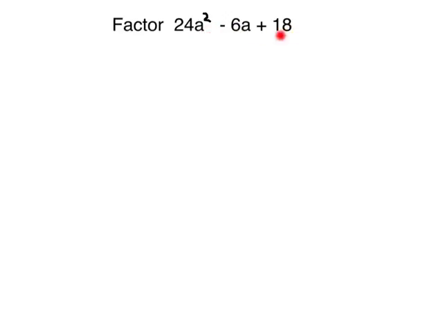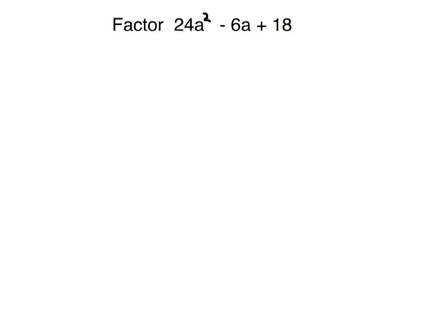We have three terms, and all three have a number, but only the first two have a variable a. So I know I'm not going to be able to factor out a variable a because this last term does not have one. So all I can factor out is a number. Well, the biggest number is 24, and the smallest one is -6. And the greatest common factor out of all these even numbers is a 6, because 6 will divide into 24, 6 will divide into 6, and 6 will divide into 18.